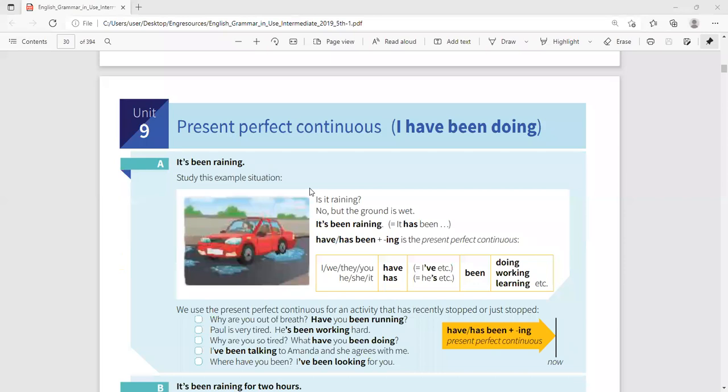So Unit 9 is talking about the present perfect continuous. Remember, in present perfect, we were looking at an action that is completed in the present time. How is the situation now? Is it complete or not complete?